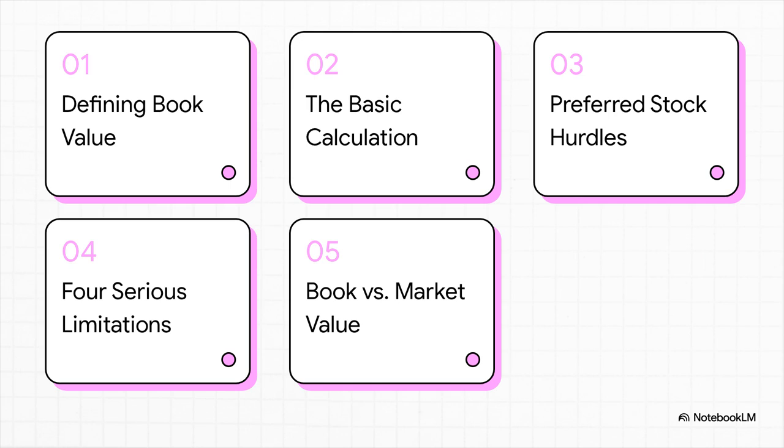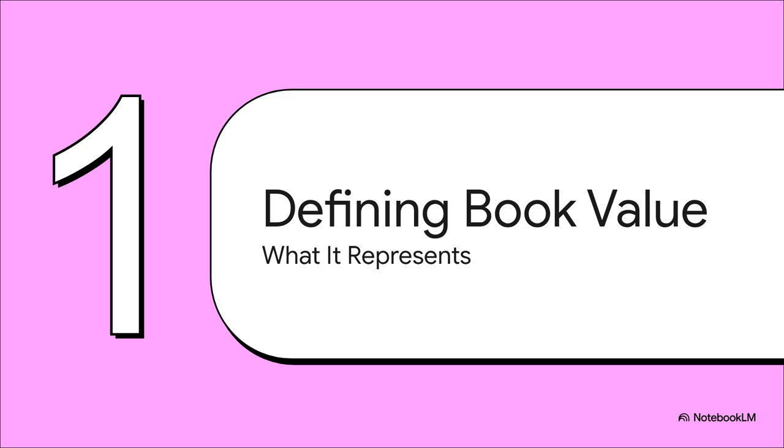We'll be hitting 1. Defining book value. 2. The basic calculation. 3. Preferred stock complications. 4. Four serious limitations. And finally, 5. Book versus market value. Okay, let's jump right into Section 1, Defining Book Value.